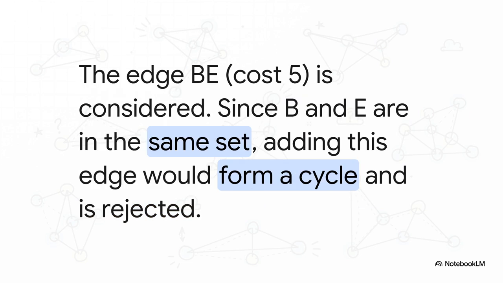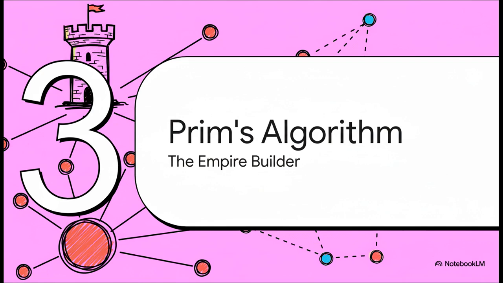And here it is. This is where we see that crucial rule in action. Later on, the algorithm gets to the edge between B and E. It's the next cheapest option. But wait, look what happens if we add it. We could now go from B to A, then to F, then to E, and whoops, right back to B. That's a closed loop, a cycle. So the algorithm says, nope, can't do it, and rejects that edge, moving on to the next one on the list. It's pretty smart. Okay, so that was Kruskal's, our bargain hunter.